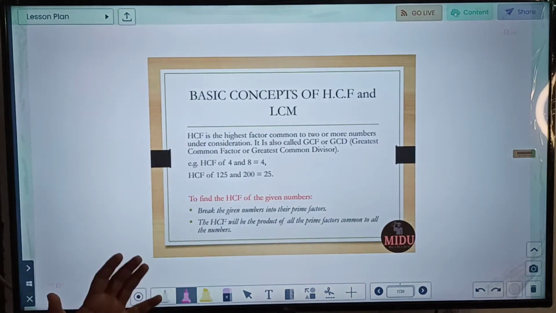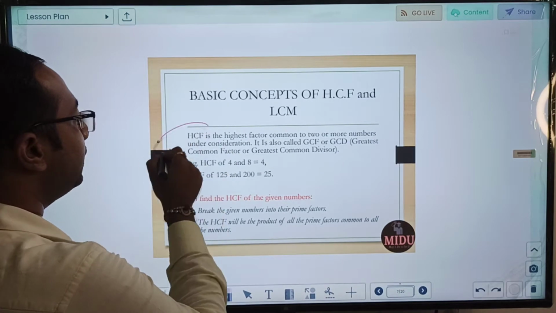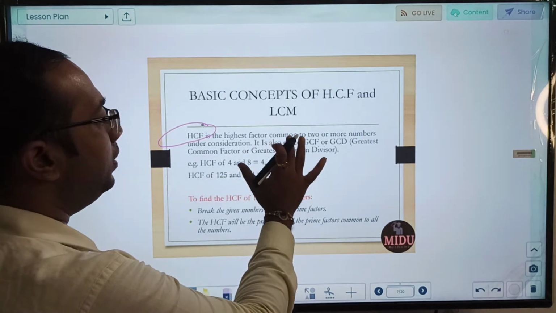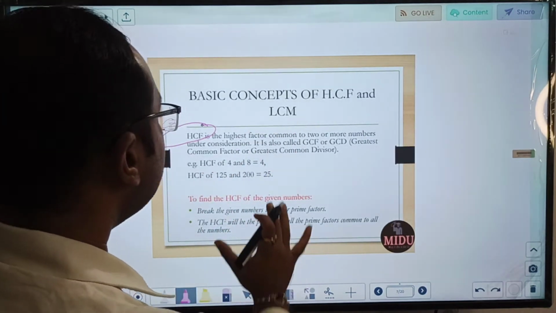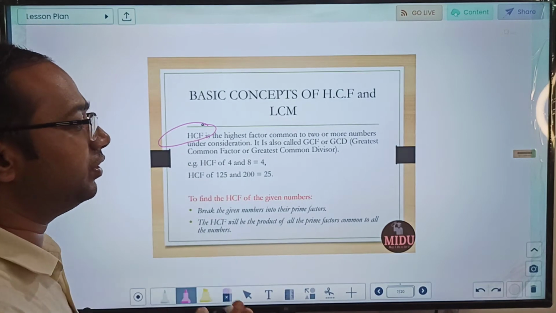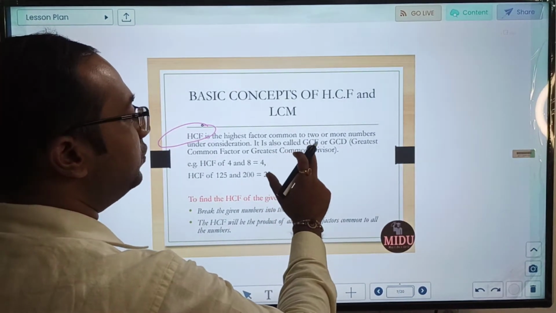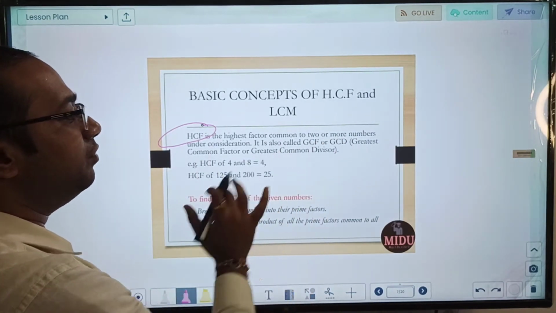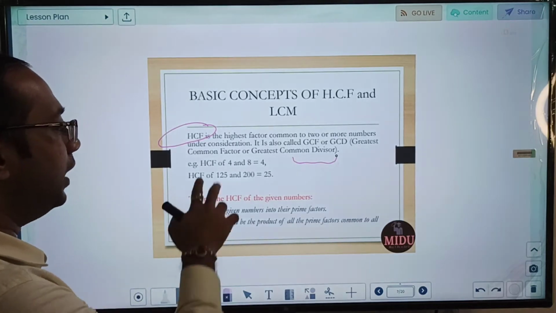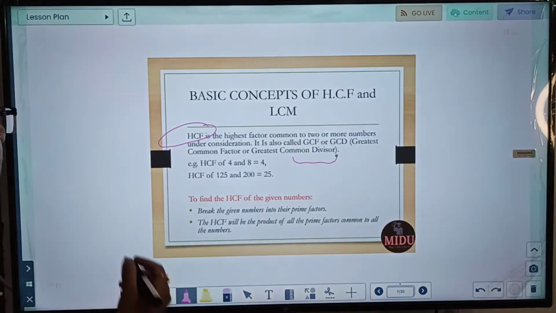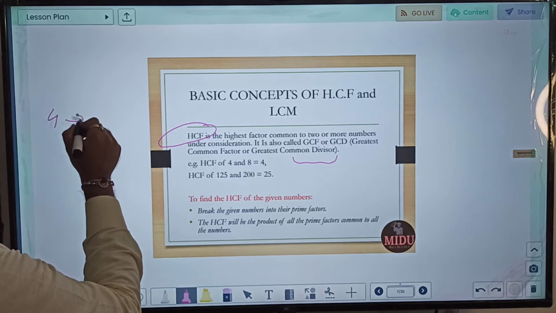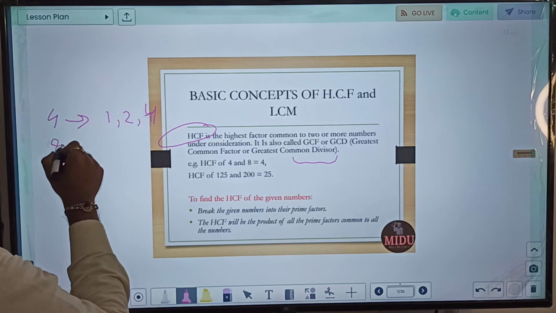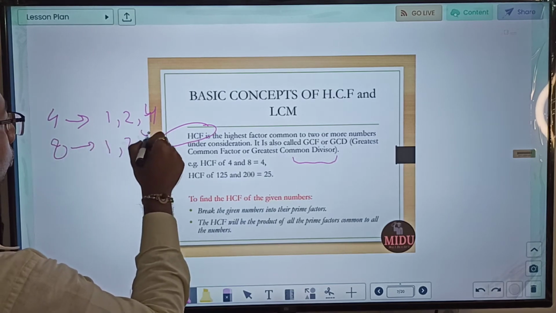Basic concepts of HCF and LCM. Let us understand what these two are. First of all, let us start with HCF. HCF is the acronym or short form of highest common factor, which is common to 2 or more numbers under consideration. Other names of HCF: it is also called GCF, greatest common factor, instead of highest. It is also called GCD, which is greatest common divisor. For example, if we take 4 and 8, what are the factors of 4? 1, 2, 4. Factors of 8: 1, 2, 4 and 8.